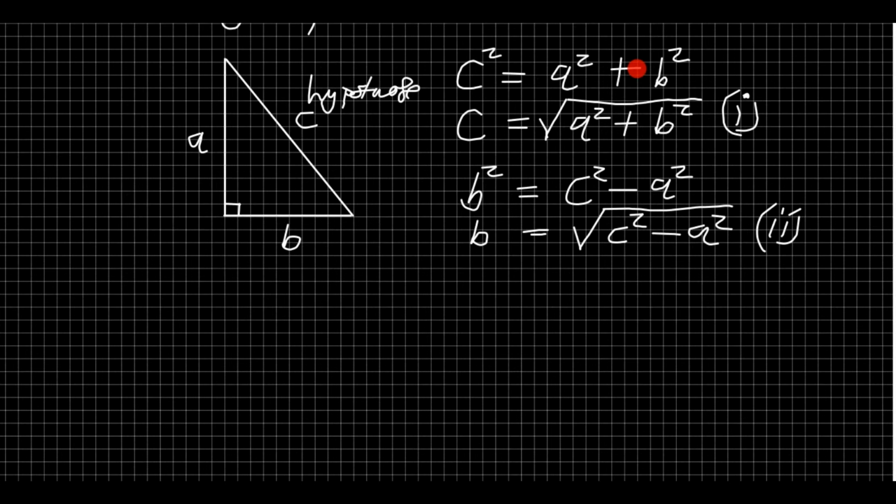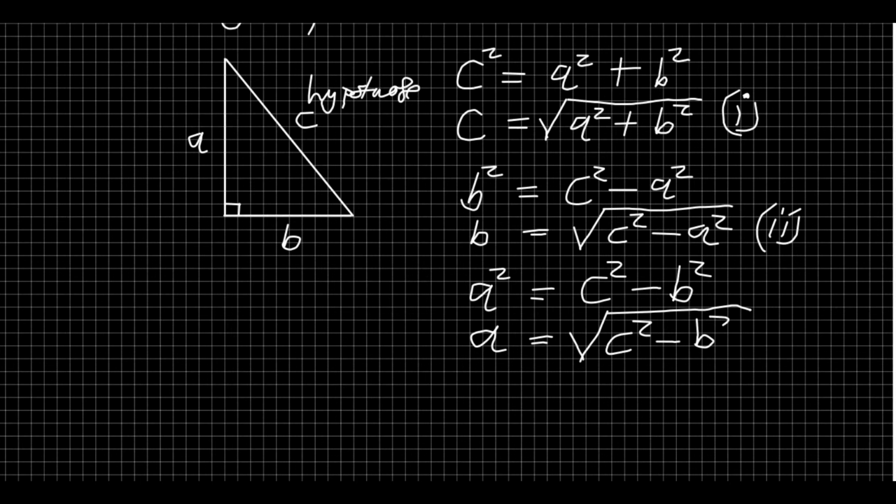And then we are also sometimes asked to find side A, given side B and side C. So side A, taking it from this equation, we notice side A squared is equal to side C squared minus side B squared. To simplify this equation, side A is equal to the square root of side C squared minus B squared. This makes it equation 3.